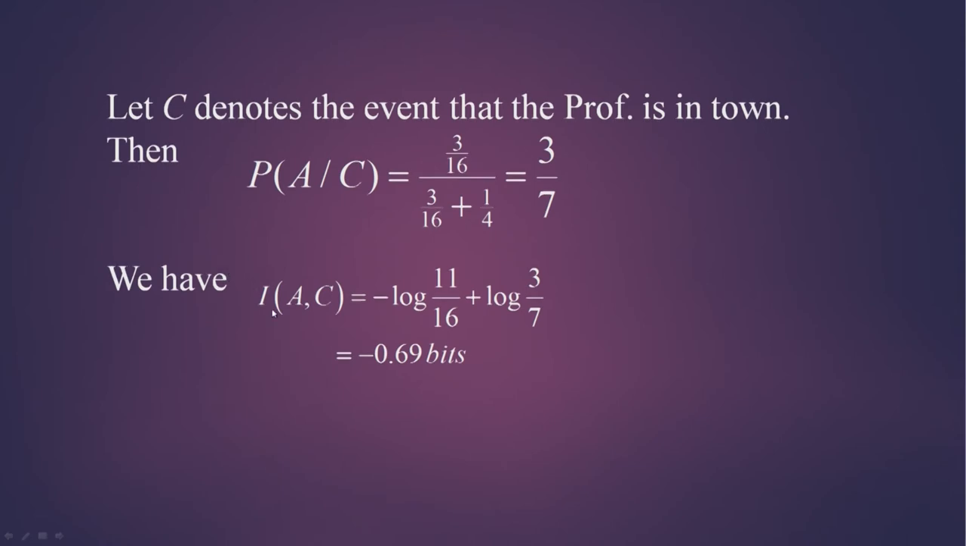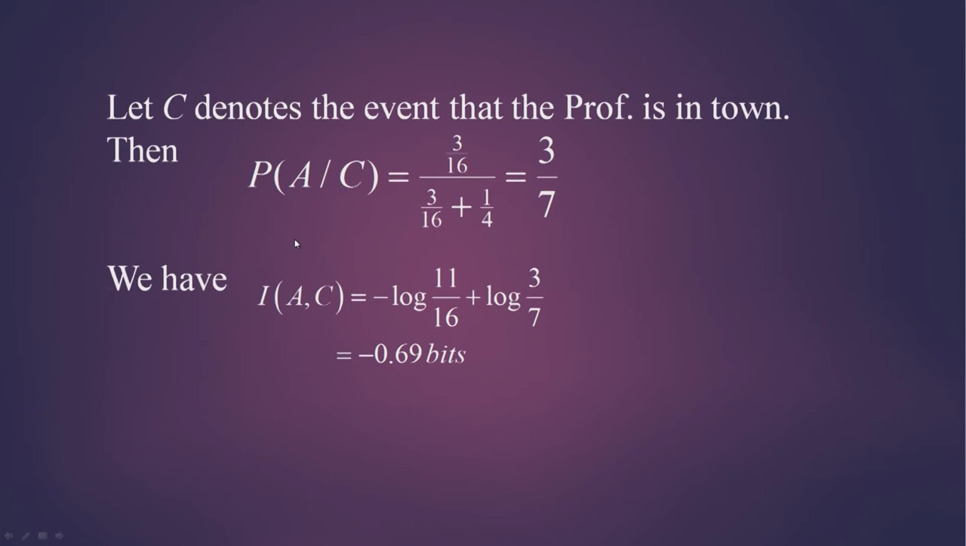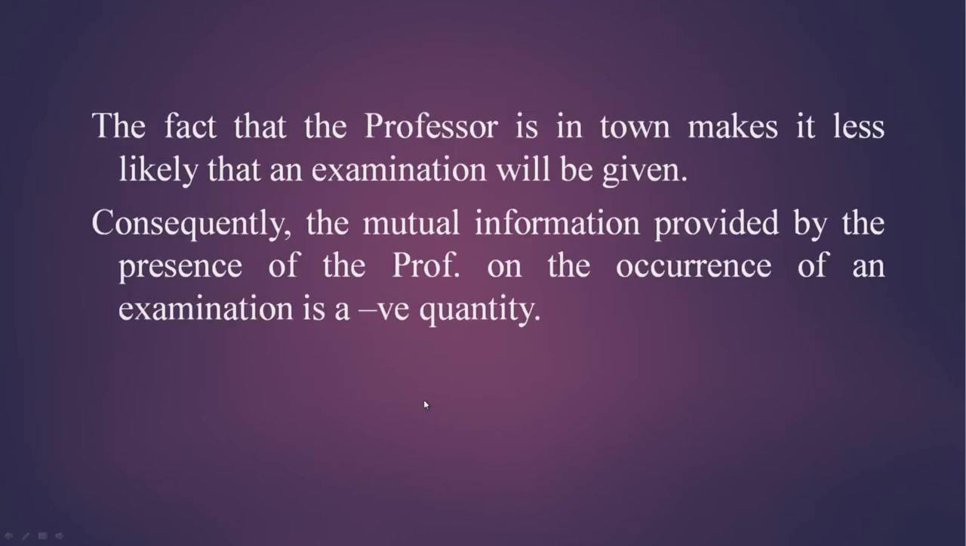So we will have I of A comma C, that is the mutual information concerning these two events, that is minus log 11 by 16 plus log 3 by 7, and that is minus 0.69 bits. The fact that the professor is in town makes it less likely that an examination will be given.